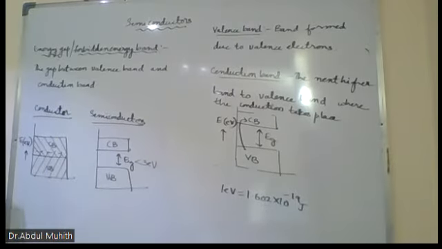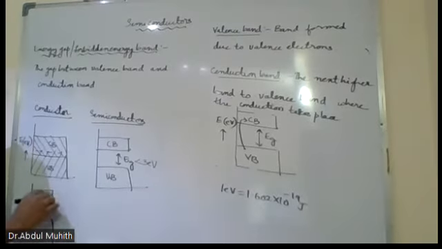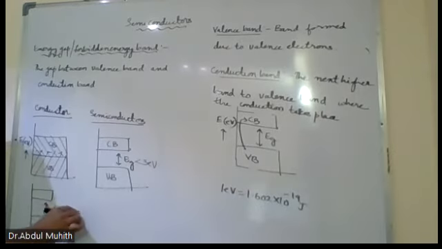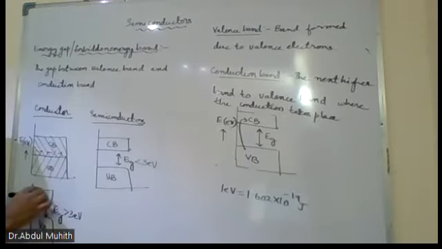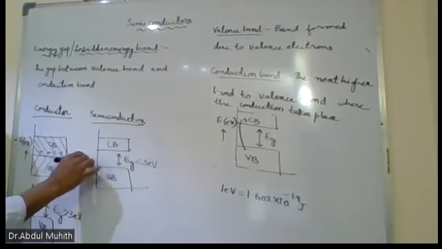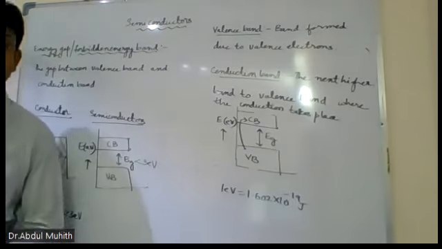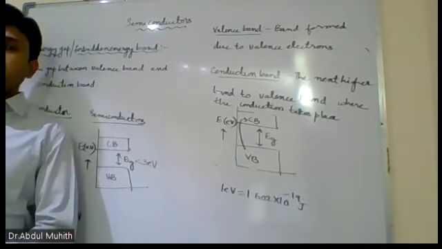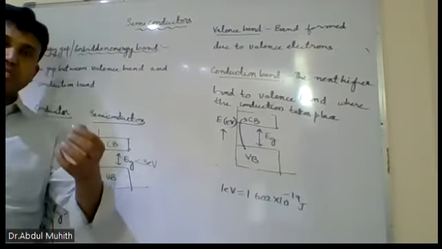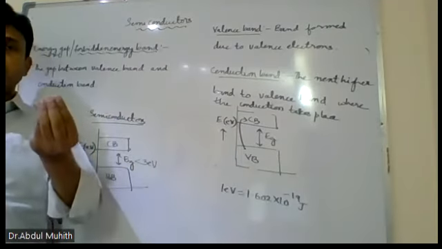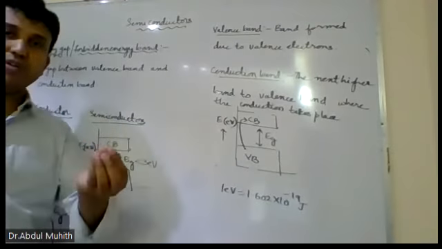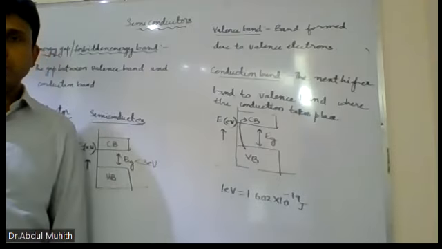Now the third one is insulators. If you speak about insulators, the gap between them is very high, greater than 3 electron volts. Rubber and wood is the best example. But don't think that rubber and wood is every time an insulator. If the rubber and wood is wet, little energy is required, maybe 0.7 electron volt, 1.1 electron volt.